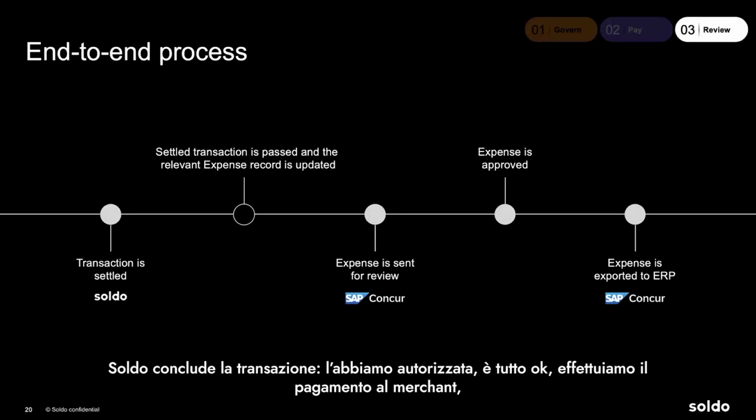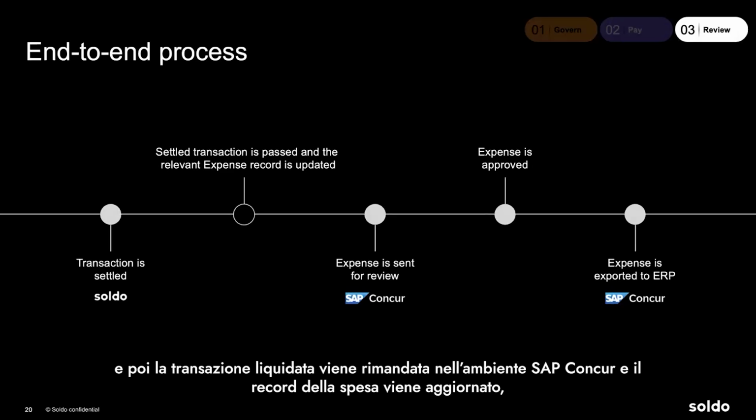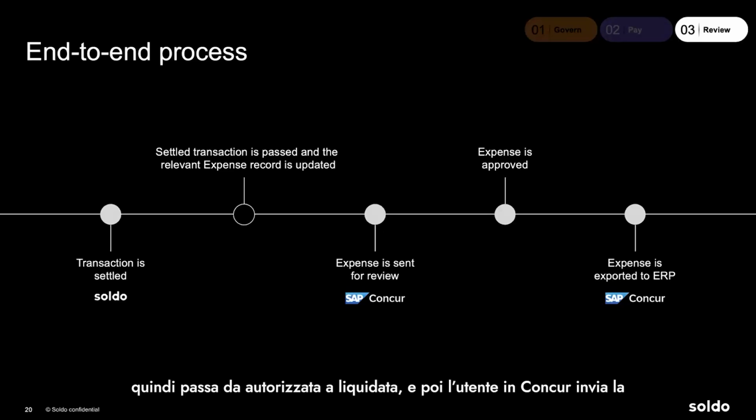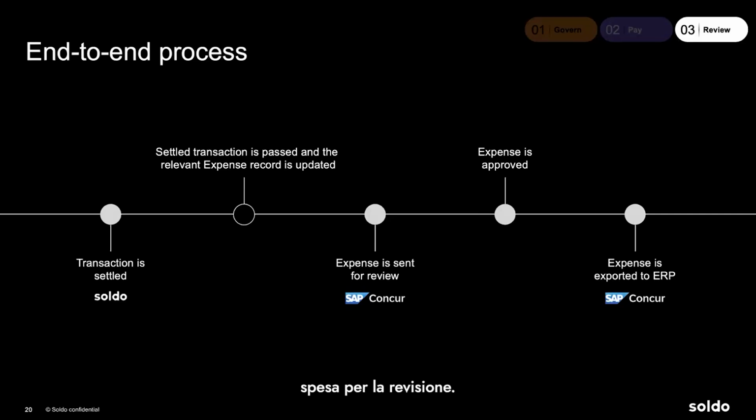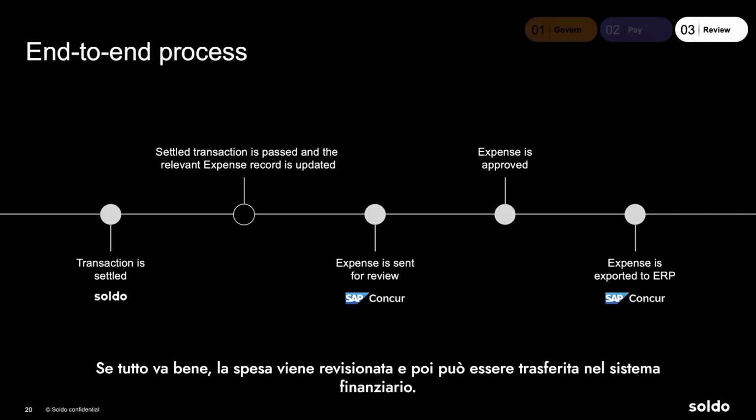Soldo settles the transaction. We've authorized it. It's all okay. We make the payment to the merchant, and then the settled transaction is passed back into the SAP Concur environment, and the expense record is updated. So it goes from authorized to settled. And then the user within Concur sends the expense for review. Assuming all is good, the expense is reviewed, and then it can be transferred into the financial system.